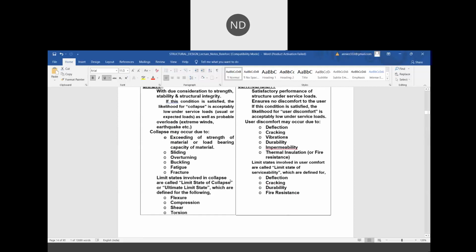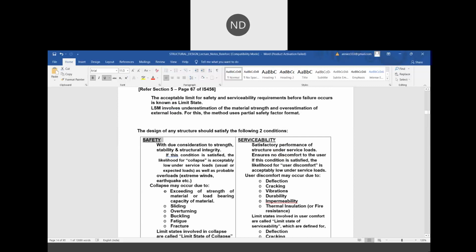Limit states involved in collapse are called limit state of collapse, or ultimate limit state, which are defined for the following: fracture, compression, shear, torsion, and serviceability. Basically, in the limit state method we ensure safety and serviceability. If you design something with the limit state method, that means your safety and serviceability is ensured.